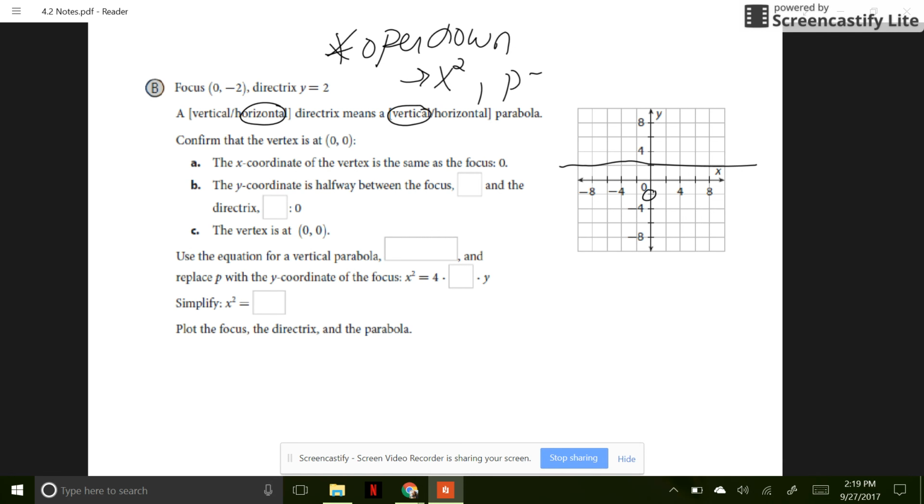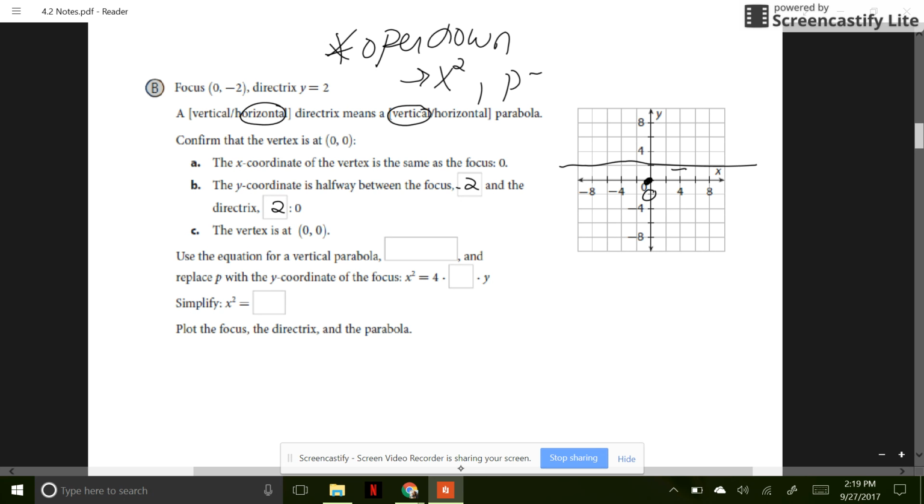So we can confirm that the vertex is at 0, 0, because the x-coordinate of the vertex is the same as the focus, which is 0. The y-coordinate should be halfway between the focus and the directrix. The focus is at -2, and the directrix is at 2. So that means it's 0. Again, we're just confirming our vertex here is at 0, 0.